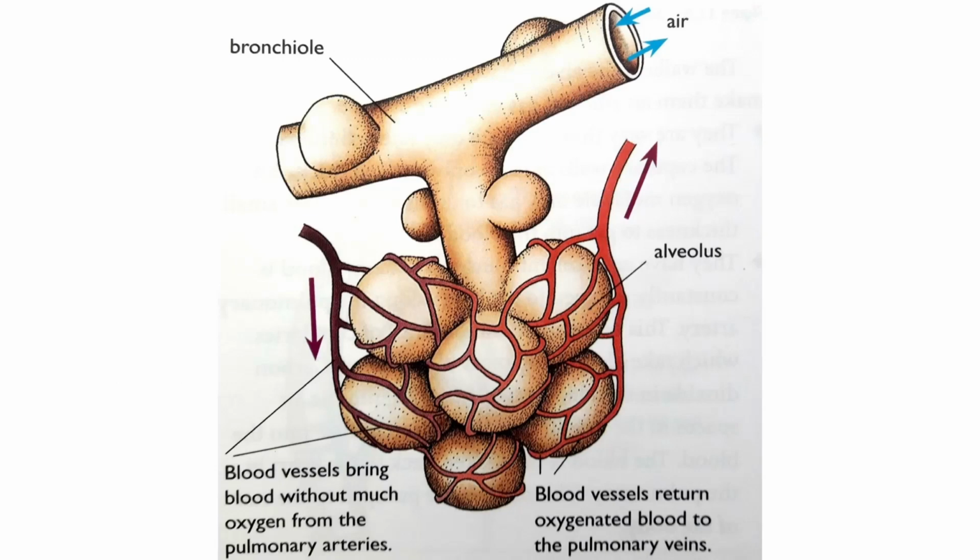Okay, so this is the cross section of our bronchiole and the alveolus. If you can see, there are capillaries around the alveoli, therefore it diffuses between oxygenated blood and deoxygenated blood. That's where the air comes in, and then they do gas exchange inside the alveolus.